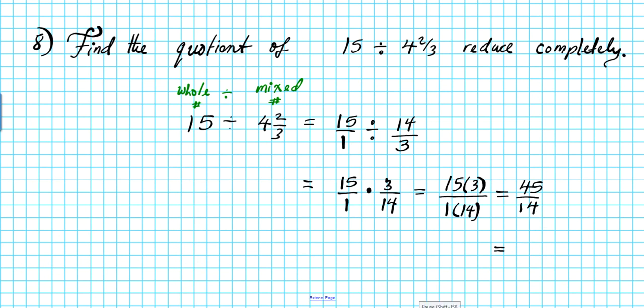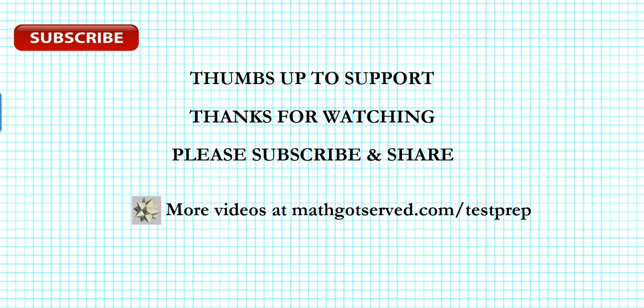14 goes into 45. Well, let's do a long division on the corner here so you can see what's going on. 45 and then 14. So let's try 3. 2 times 14 is 28, so let's try 3. So 3 times 14 is 42. Well, that's perfect. And then your remainder is 3. Okay, so 45 over 14 can be written as 3 and 3/14 in mixed number form. Okay, so there is your final answer.